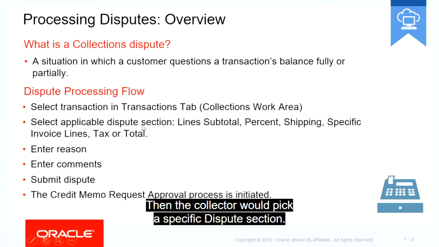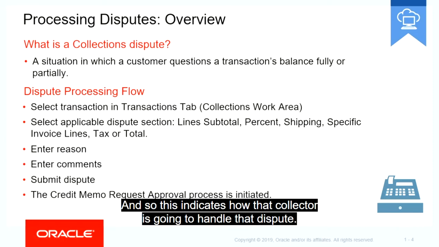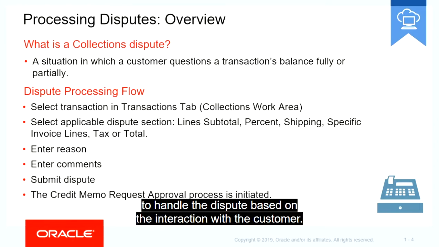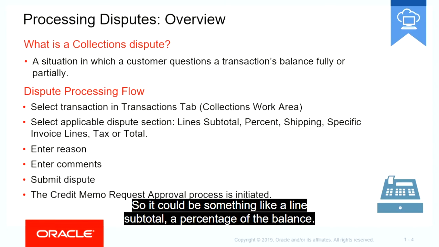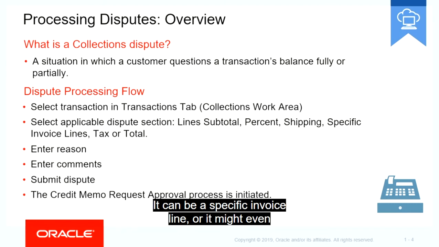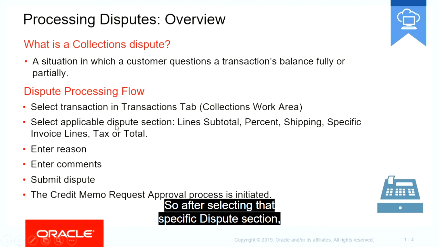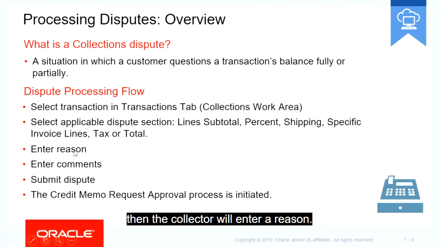Then the collector would pick a specific dispute section, and this indicates how that collector is going to handle that dispute. And of course, the collector will know how to handle the dispute based on the interaction with the customer. So it could be something like a line, a subtotal, a percentage of a balance, a specific invoice line, or it might even involve a tax, a portion of the tax. So after selecting that specific dispute section, the collector will enter a reason.